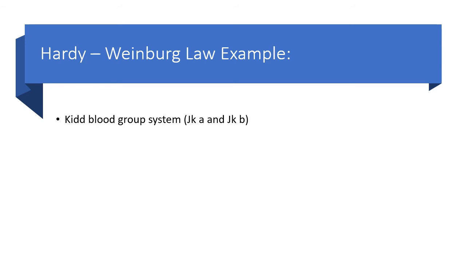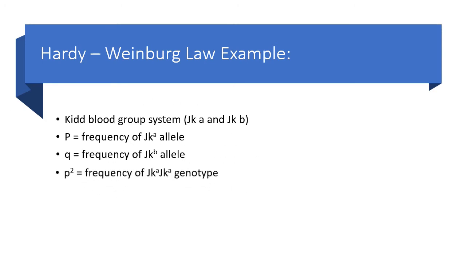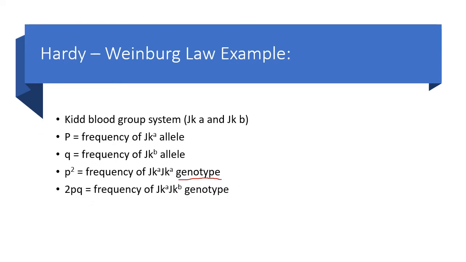So here's an example of what I was just saying. Kidd blood group system, JKA and JKB. P is the frequency of JKA. Q is the frequency of JKB. P squared is the frequency of JKA times JKA genotype, and we know some people are JKA positive. 2PQ is the frequency of JKA-JKB phenotype.